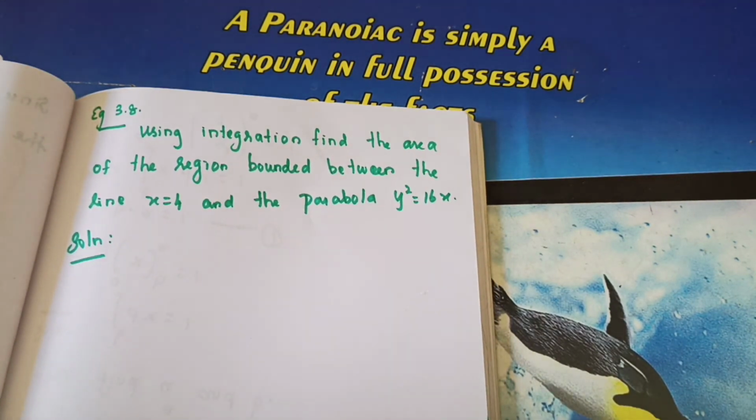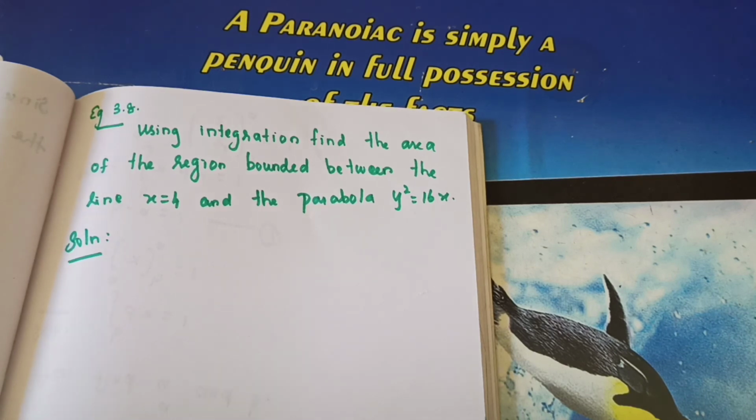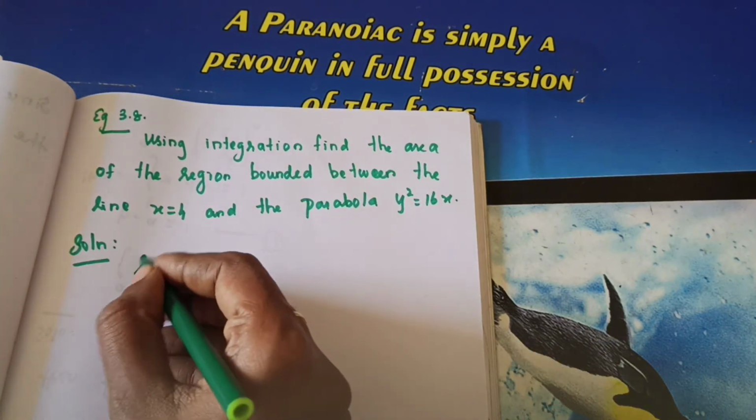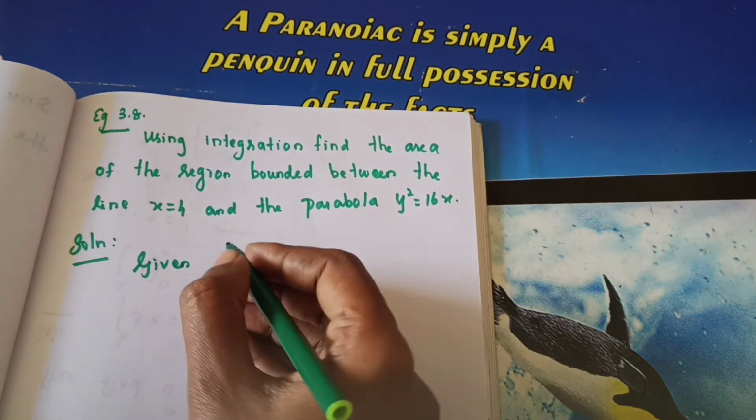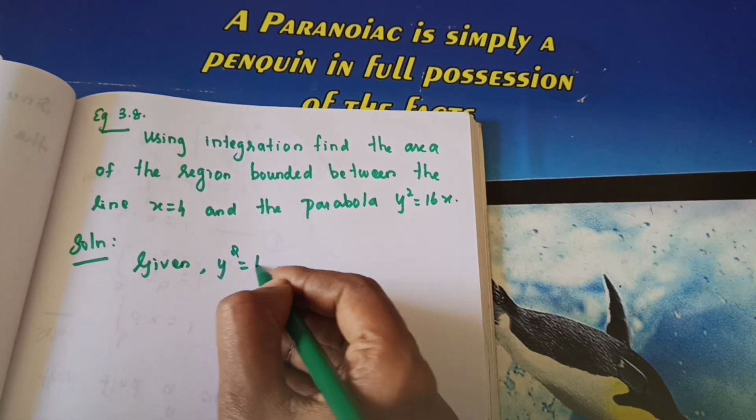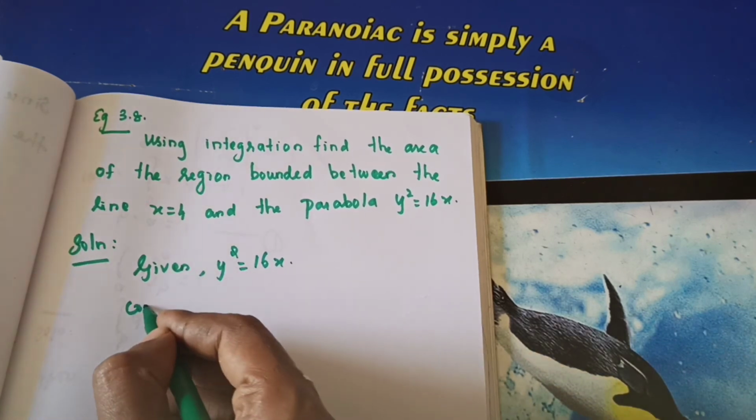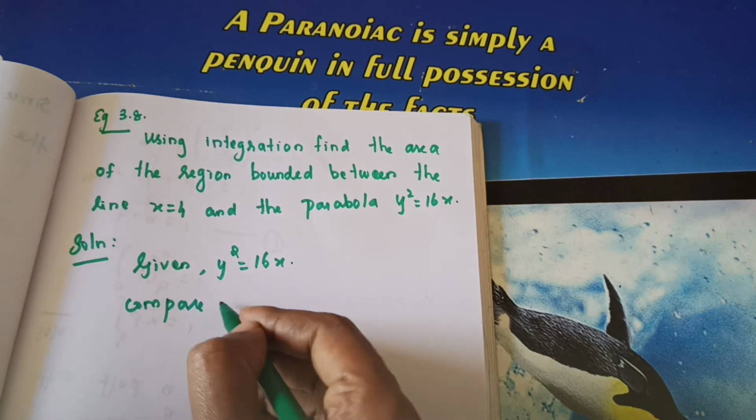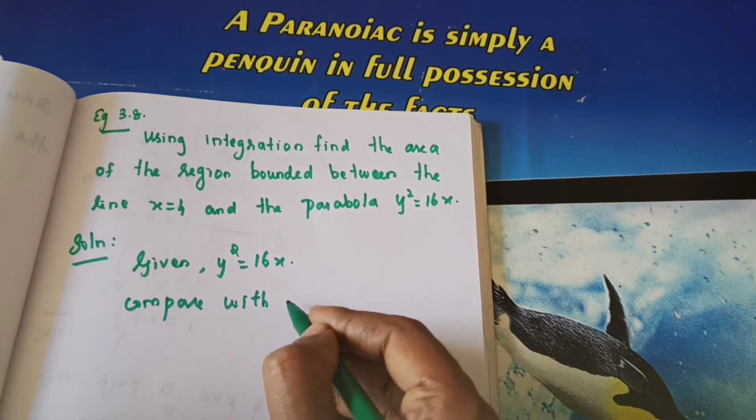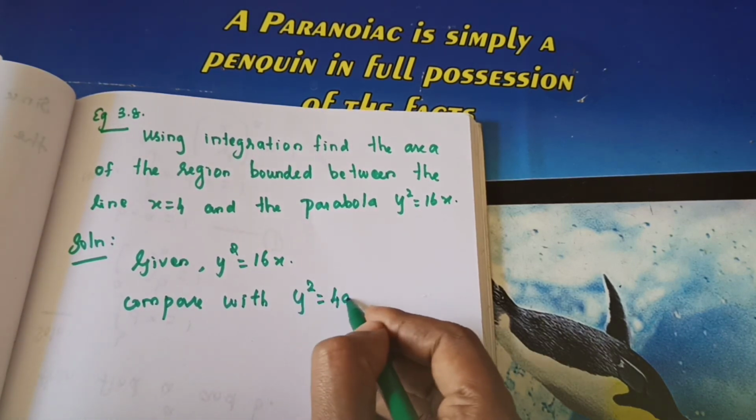Using integration, find the region bounded between the line x equal to 4 and the parabola y square is equal to 16x. So it is in the form of y square is equal to 4ax. Is it right? So given y square is equal to 16x, compare with y square is equal to 4ax.